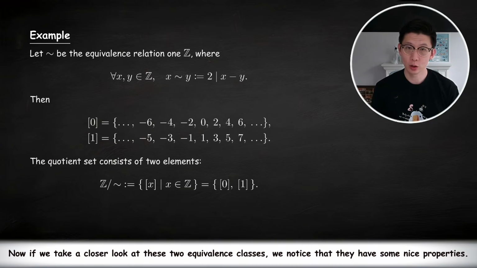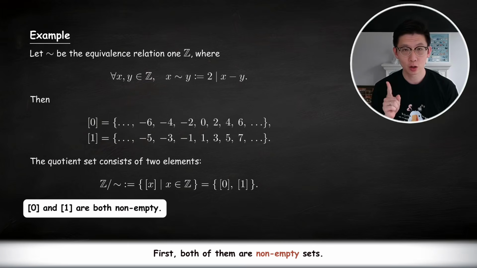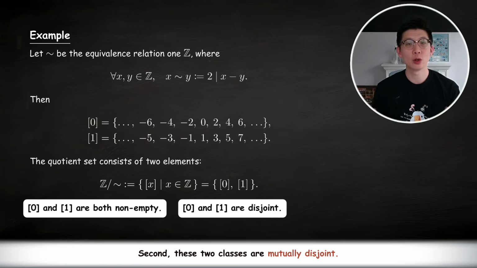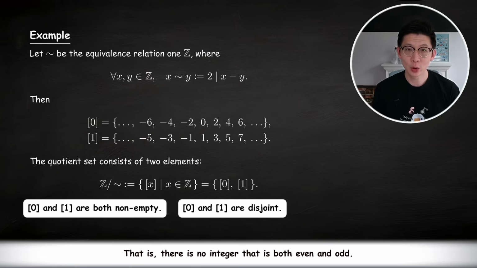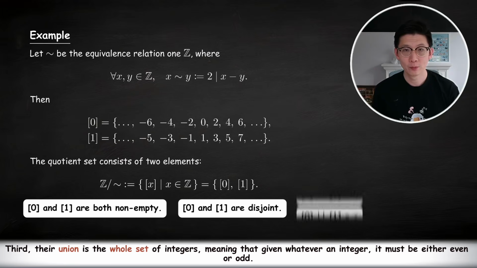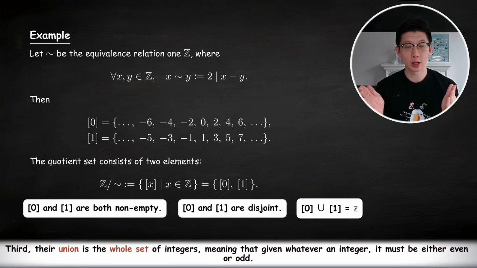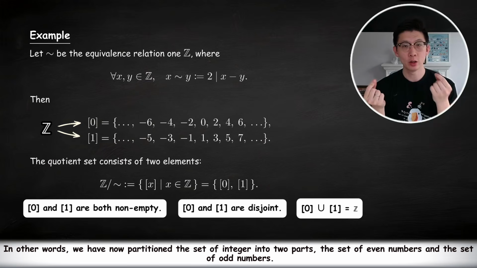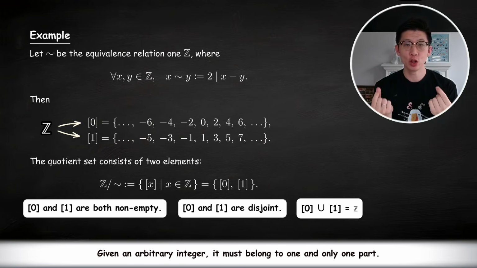Now if we take a closer look at these two equivalence classes, we notice that they have some nice properties. First, both of them are non-empty sets. Second, these two classes are mutually disjoint. That is, there is no integer that is both even and odd. Third, their union is the whole set of integers, meaning that given whatever an integer, it must be either even or odd. In other words, we have now partitioned the set of integers into two parts, the set of even numbers and the set of odd numbers. Given an arbitrary integer, it must belong to one and only one part.